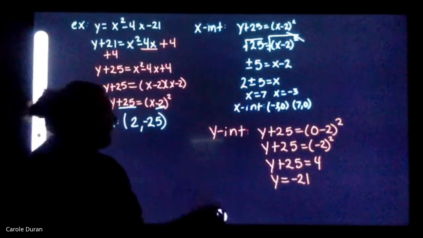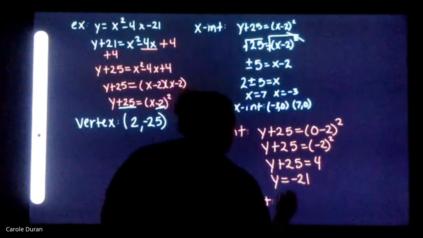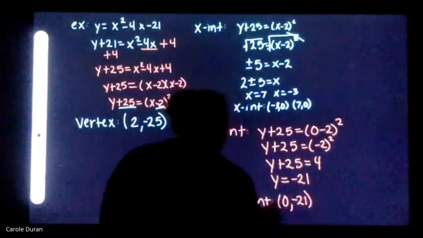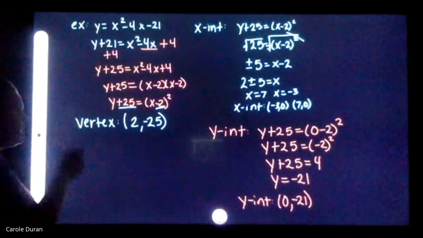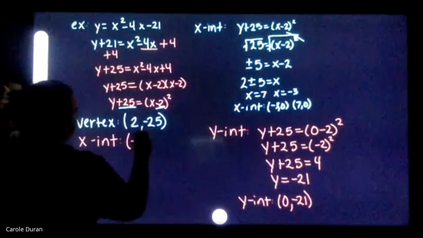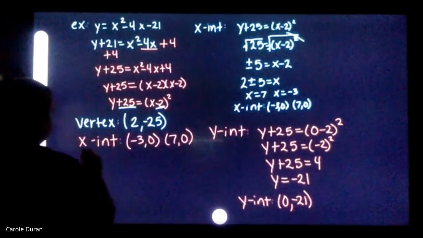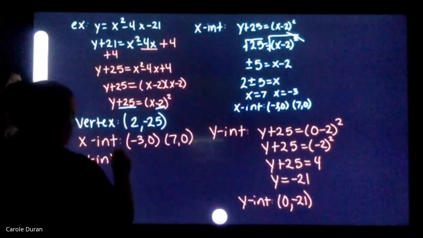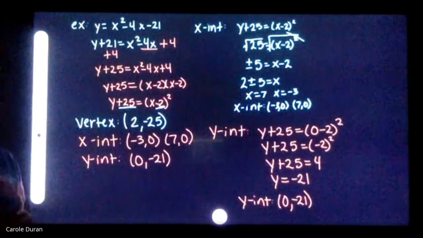I would write that y-intercept then as (0, negative 21). When you write your answers, I would prefer if you put them all in one spot, just so it's a little bit easier for me to find. And then you're done.